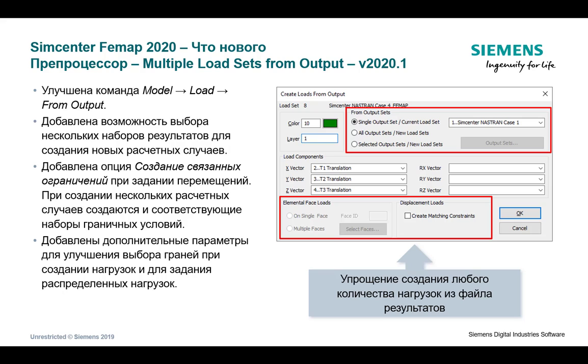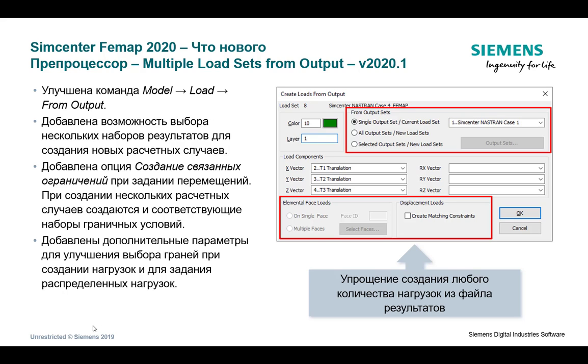Something from 2020.1 was the idea of being able to create multiple load sets from output using the model load from output command. Now this command can be used, as it always has, by just using the default option, which is single output set, and it's going to take the loads from the selected output set and place them into the current load set. But you now also have options to create new load sets from all the selected output sets in your model, or new load sets from simply all output sets in your model at the same time.